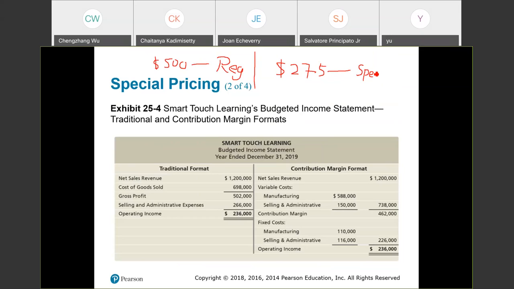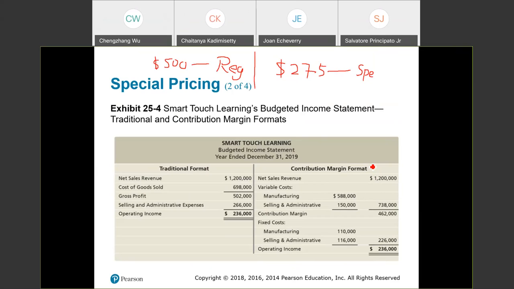Third, no additional variable non-manufacturing expense, because no extra selling or administrative costs are incurred with this special order. In other words, remember, the variable selling and administrative cost doesn't change. And lastly, if this special order is accepted, it has no effect on the long-term regular sales price.